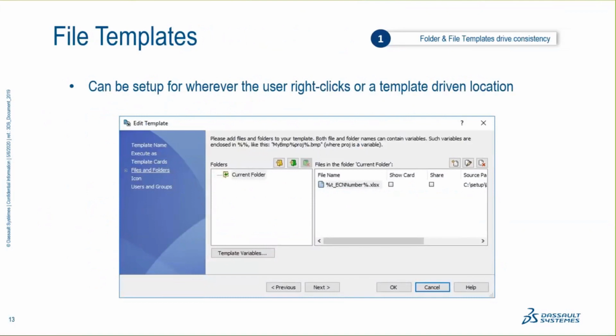Talking about file templates, we've talked extensively about folders here. Let's talk about file templates. We mentioned how they drive consistency. Well, one of the ways you can use it is with the right click for creating new files, whether that be an EC document or perhaps a SOLIDWORKS document.